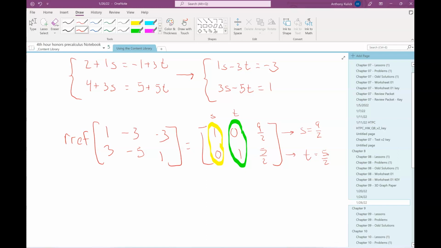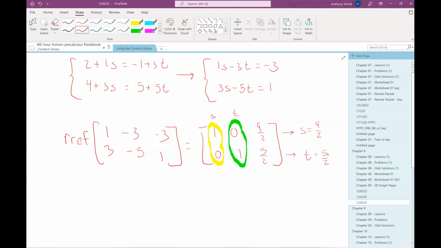So far, so good? Repeat what again? So if you read the first row, that's equivalent to the equation 1S plus 0T is equal to 9 over 2. Or just S equals 9 over 2. Oh, I see now. And same thing on the second row. Okay. Because that's the form that we put our stuff into our calculator. Okay.